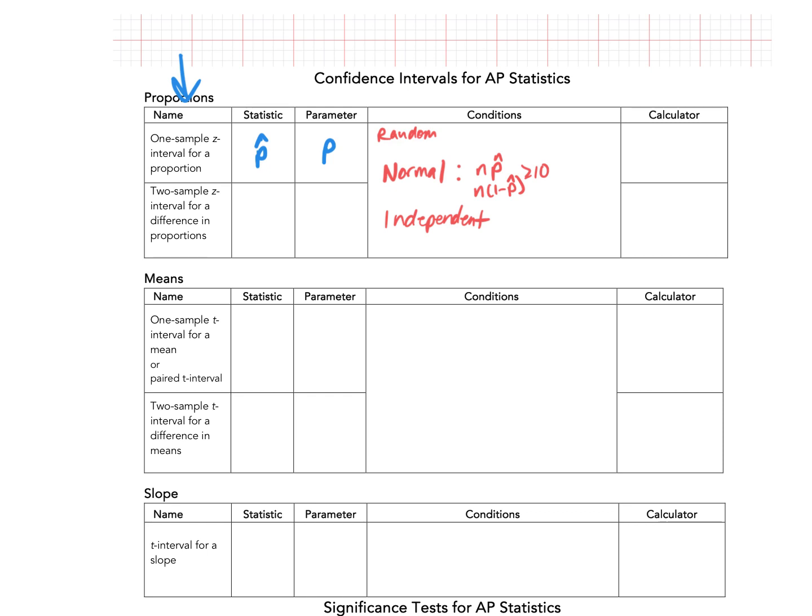Do we remember how to check the random and independent conditions? Just a quick reminder, if we have random sampling, we're going to have n is less than 10% of our population. If we have random assignment, then you're going to say individual responses are independent.